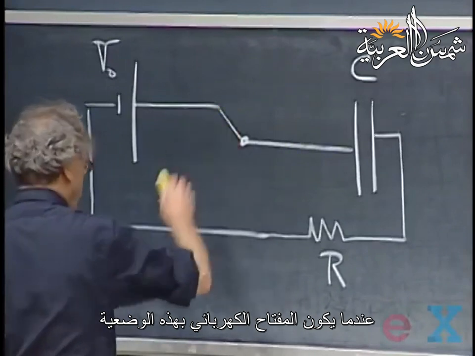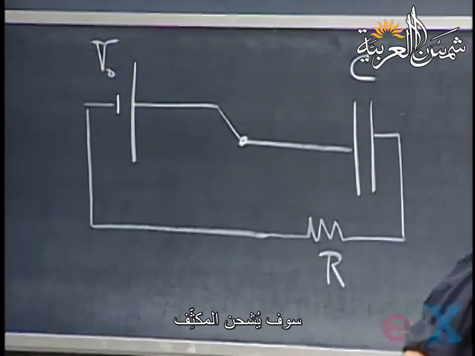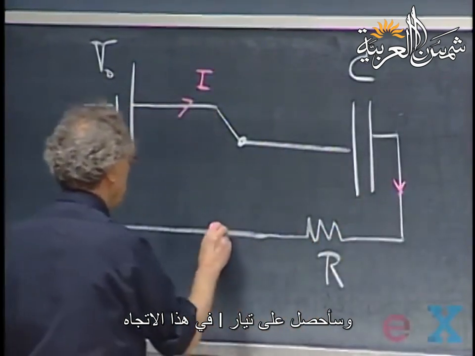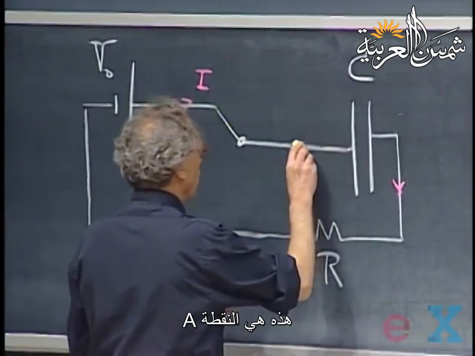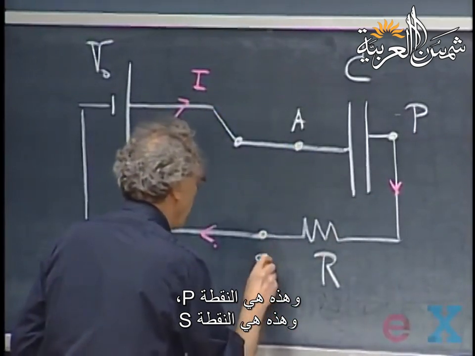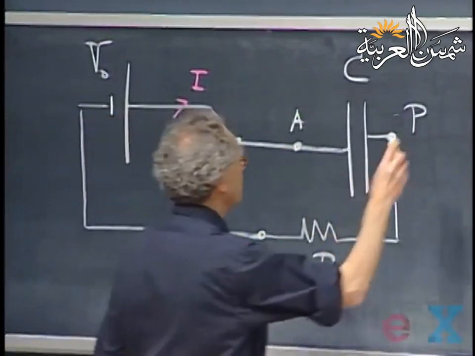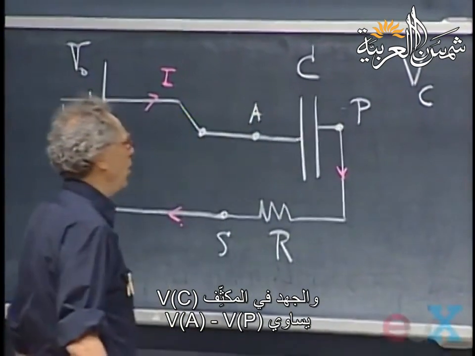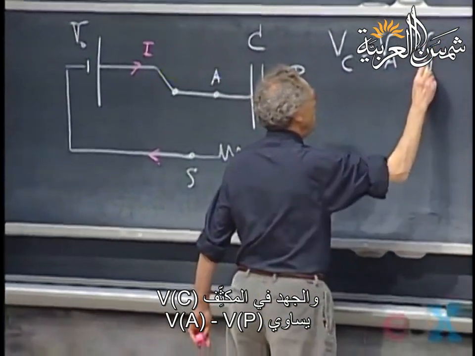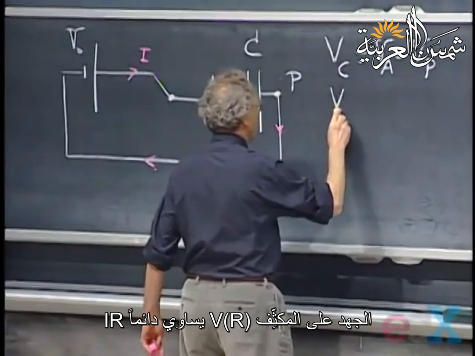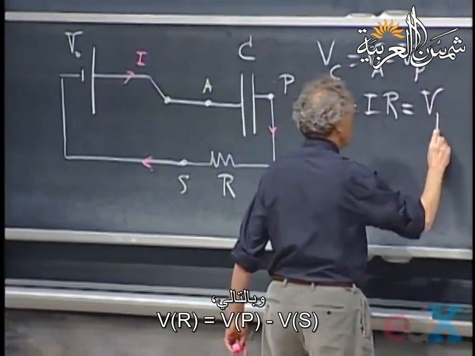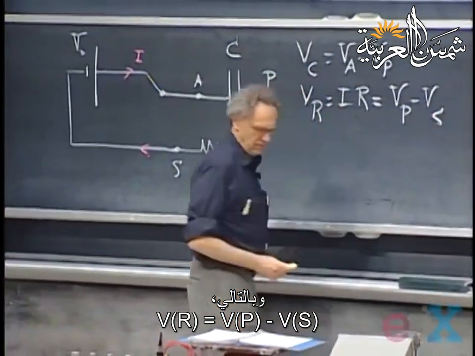When I have the switch in this position, the capacitor is going to charge up. I get a current I going in this direction. If I call this point A here, and this point P, and this point S, to make sure that we are on the same wavelength, I will call the potential over the capacitor VA minus VP. The potential over the resistor is of course always I times R, is then V of P minus V of S.